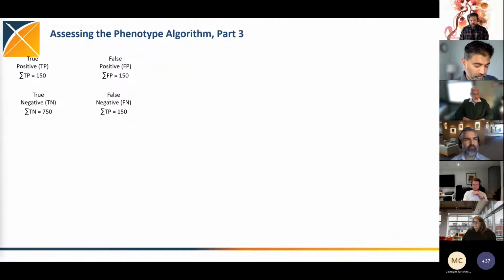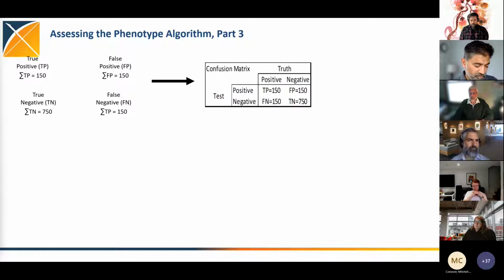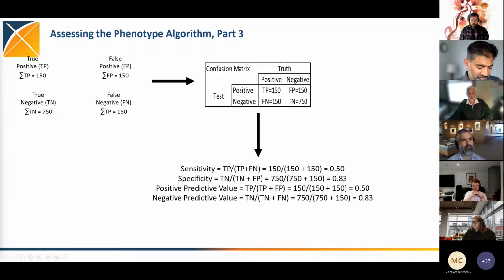You can then take those numbers that you got from your true negatives and false positives and all, and create your confusion matrix, where we look at the truth at the top and the test at the bottom. So now we have our true positives, true negatives, false positives, and false negatives. And from there, now that you've completed the confusion matrix, you can calculate your sensitivity, specificity, positive and negative predictive value.